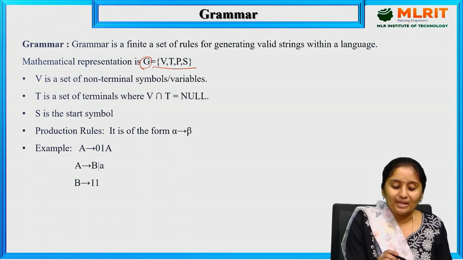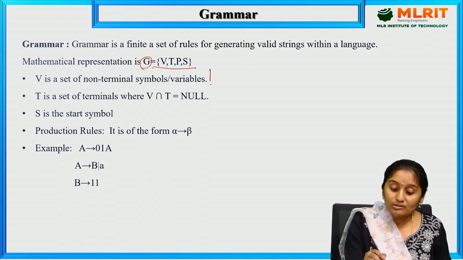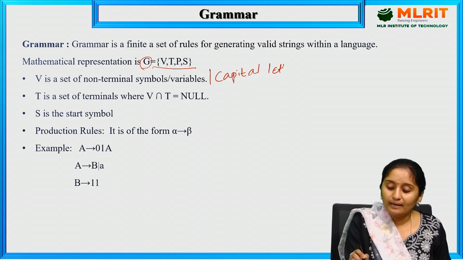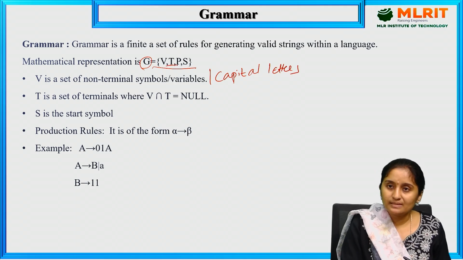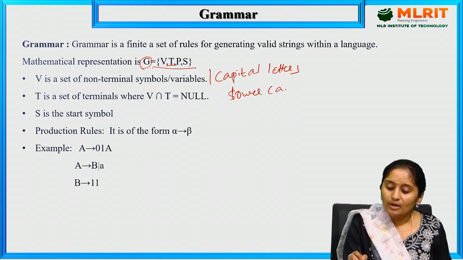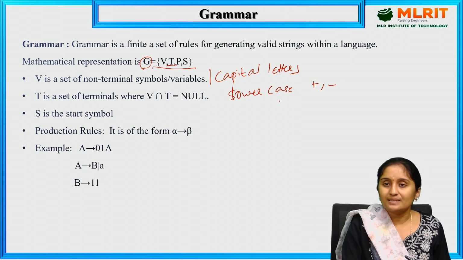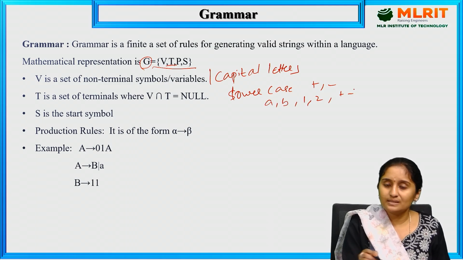So what is V? V is a set of non-terminal symbols or variables, which will be in the form of capital letters. T is the set of terminal symbols. Terminals are the small letters, or lowercase letters, or plus, minus, all those things. Small a, small b, 1, 2, plus, minus, comma, all these come under the terminals.